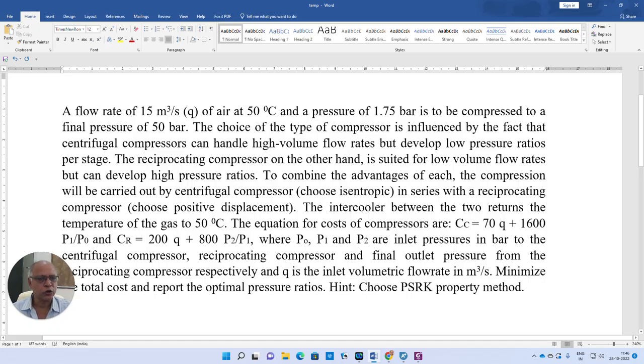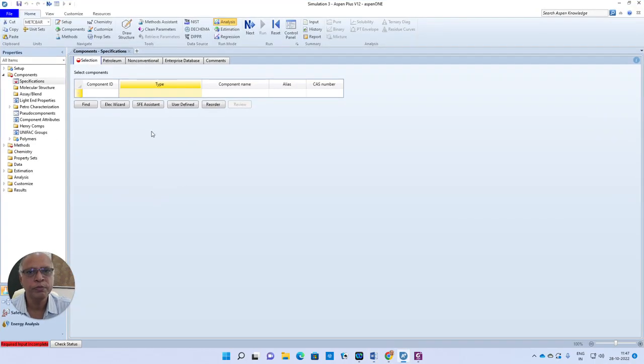The intercooler between the two is reducing the temperature. The centrifugal compressor cost is given by this equation, and likewise the cost of the reciprocating compressor. You are required to now minimize the total cost by choosing the value P1, the exit pressure from the first compressor. So you can try to simulate this problem.